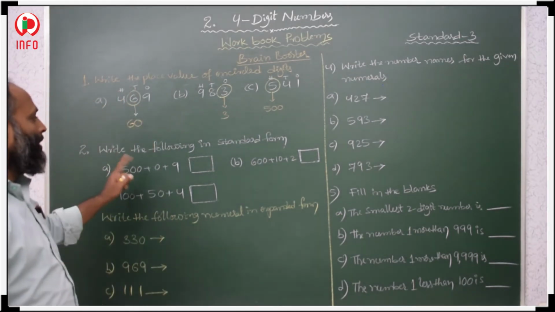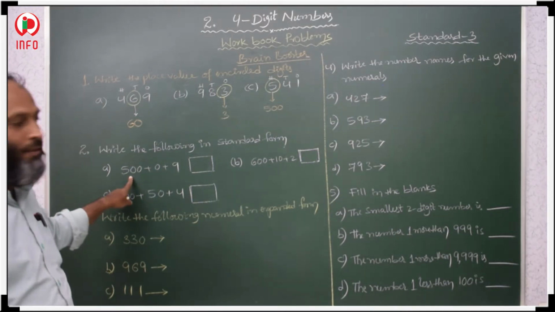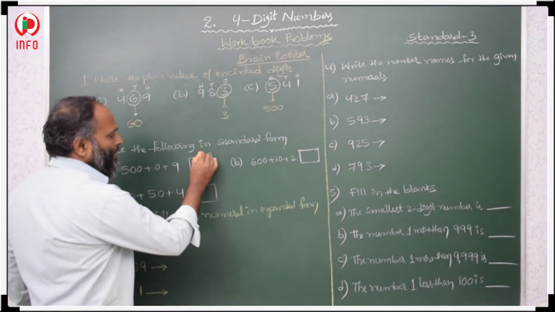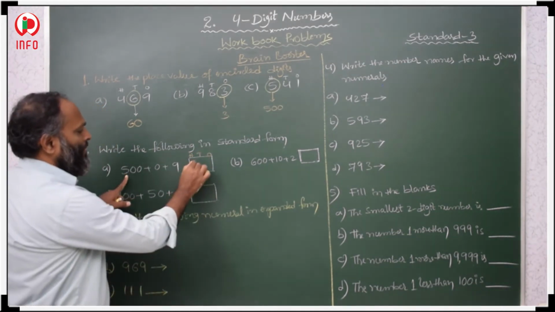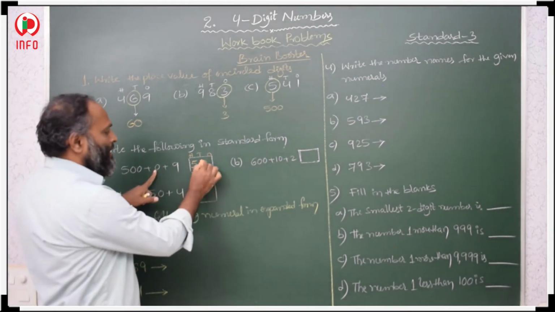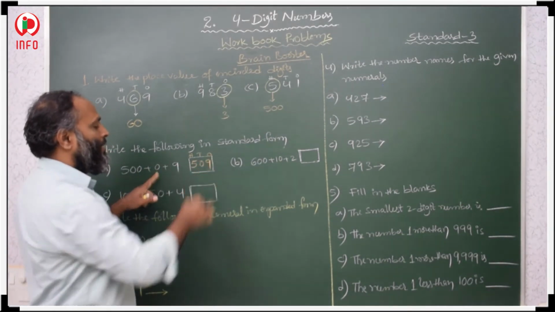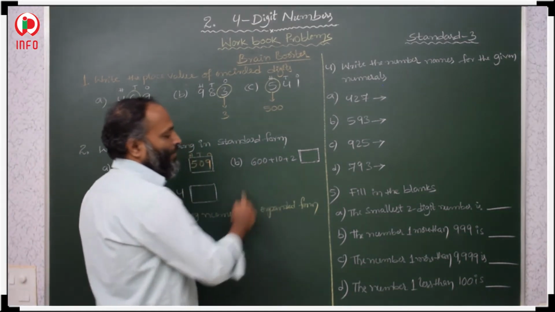Now write the following in standard form. Till the hundreds place is given. So ones, tens, hundreds. So 500, there are 0 tens and 9 ones. 509. So the same, 600. The greater number is 600.